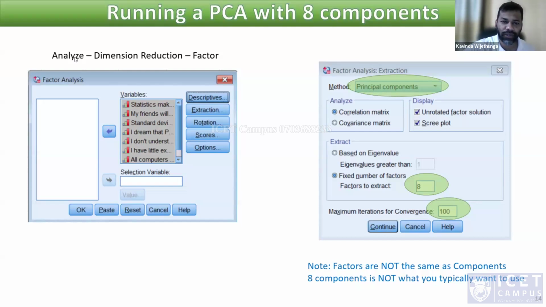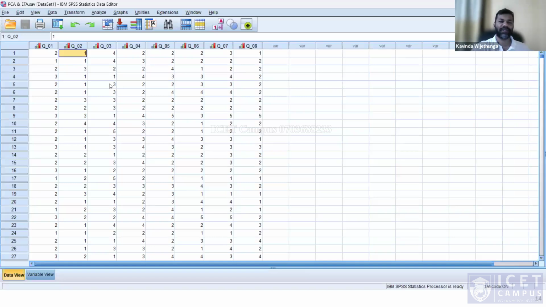Right. So then we are going to do the principal component analysis now. So then it goes to Analyze. Here we are using Dimension Reduction, Factor Analysis, right? So this is the step we are going to do. Analyze, Dimension Reduction, then Factor Analysis.